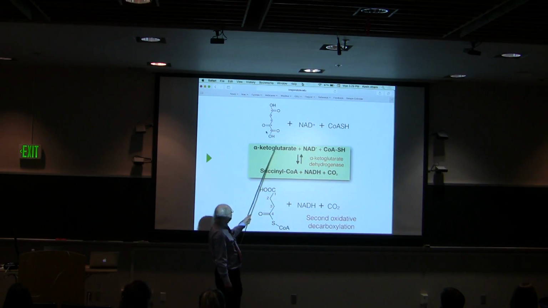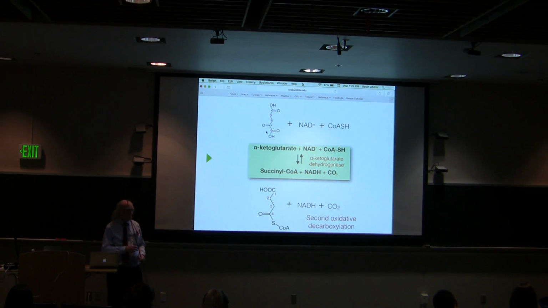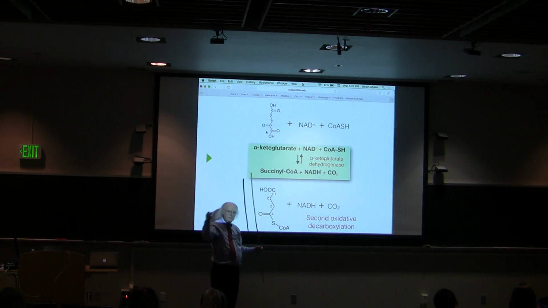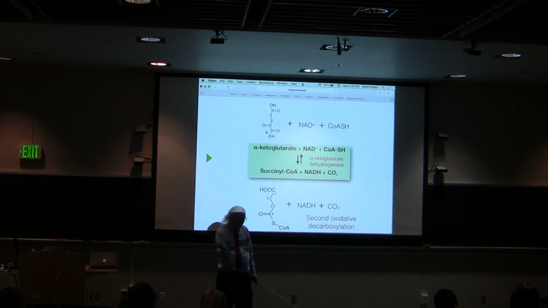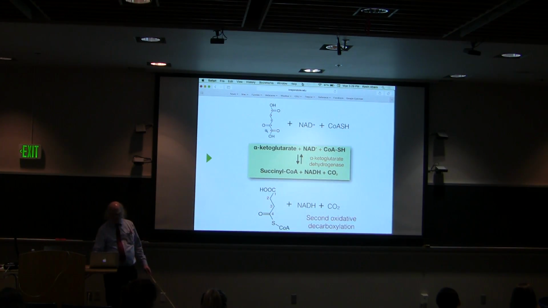Now, alpha-ketoglutarate, I want you to remember, was an intermediate that I said was important for glutamic acid metabolism, and so wherever you see alpha-ketoglutarate, it means it can either be taken away to make glutamate, or it can be brought in to feed the cycle. And so that's a really, really good flexible point of the cycle.